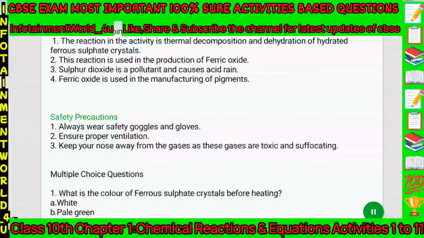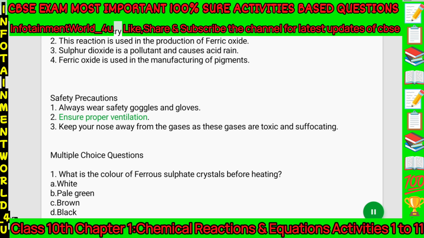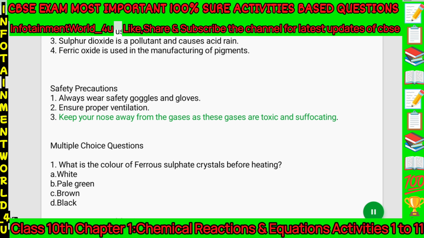Safety precautions. 1. Always wear safety goggles and gloves. 2. Ensure proper ventilation. 3. Keep your nose away from the gases as these gases are toxic and suffocating.